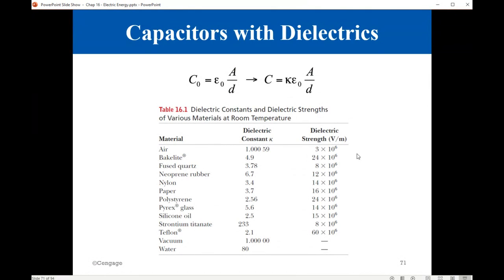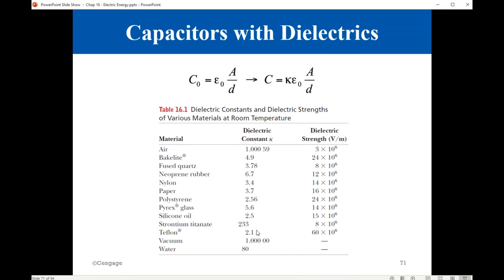You will see in your textbook a list of the dielectric constants kappa for various materials. As you can see, for air, it is similar to vacuum. For vacuum it is 1, for air it is 1.0059, so the same thing. For water it is 80. For silicon oil it is 2.5. For fused quartz it's 3.78.